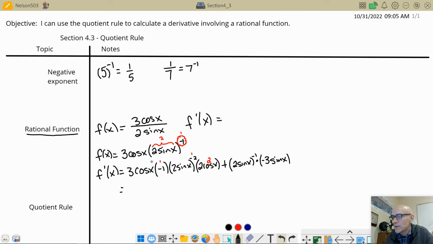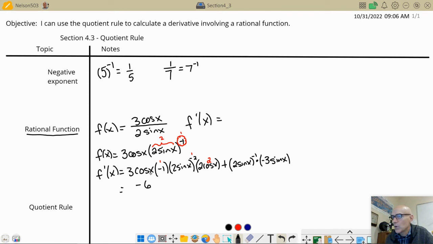Well, the 3 times the 2 would give me a 6. And there's a negative 1 right there. So that's negative 6. Oh, I can't do that. I got to be careful. This 2 is in the denominator. It's going down the denominator, right? So you got to be careful there. But I could go 3 times negative 1 is negative 3 times 2 is negative 6. Okay, so I got negative 6.